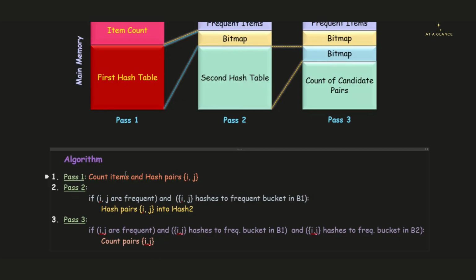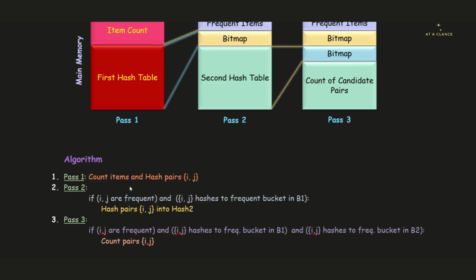So this is the algorithm. And in this algorithm, you can see that there are a total of three passes. The first pass says that we need to count the items. That means we are first going to calculate the frequency of every single unique item, and we'll see whether they satisfy the minimum threshold condition or not.